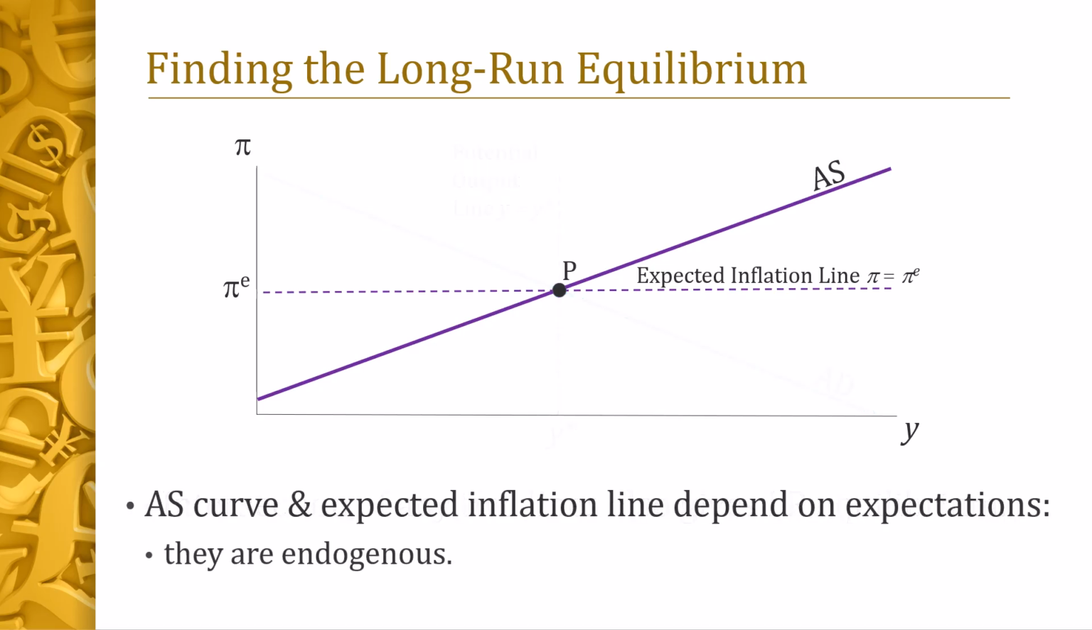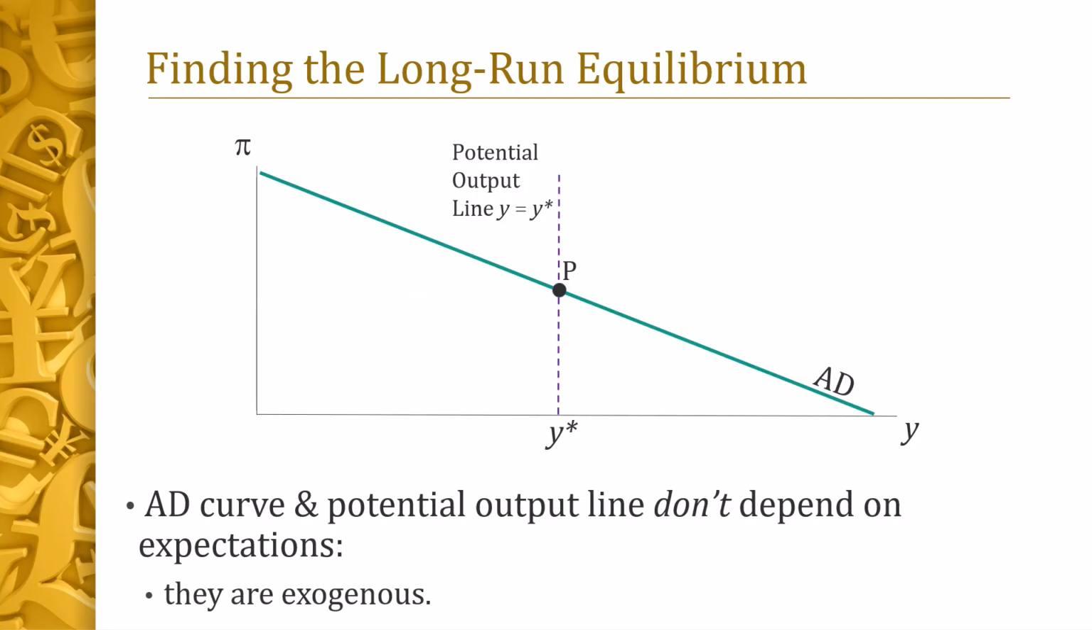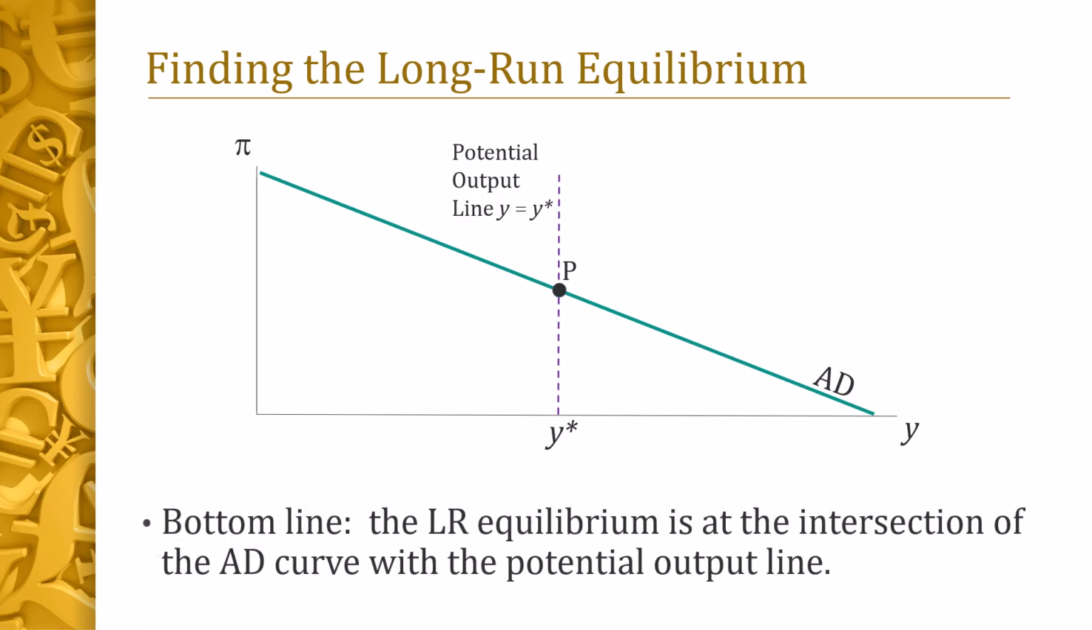Which lines are these? Well, the AS curve and the expected inflation line depend on inflationary expectations, which are endogenous. They are determined by the equilibrium. However, we don't know the equilibrium. That's what we're trying to figure out. In contrast, the AD curve and the potential output line do not depend on expectations. They are exogenous. Thus, we should rely on them. In summary, to find the long-run equilibrium, it suffices to find the intersection of the AD curve with the potential output line.